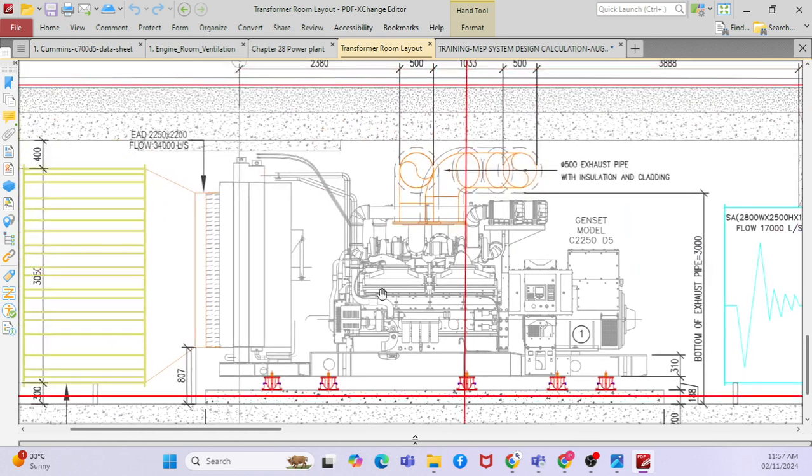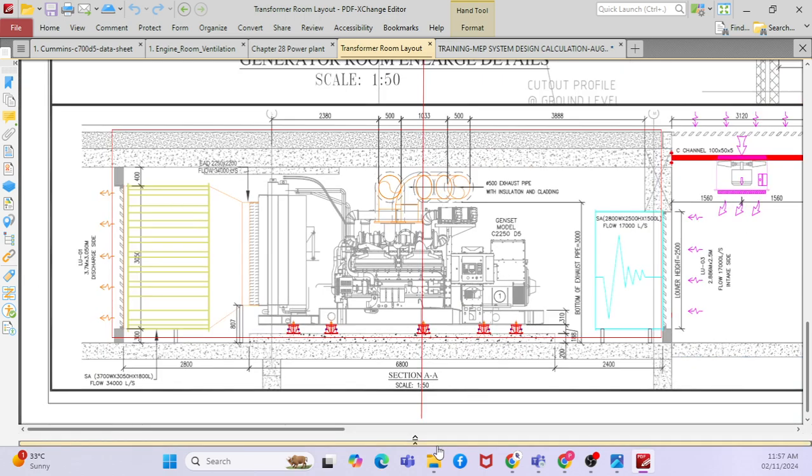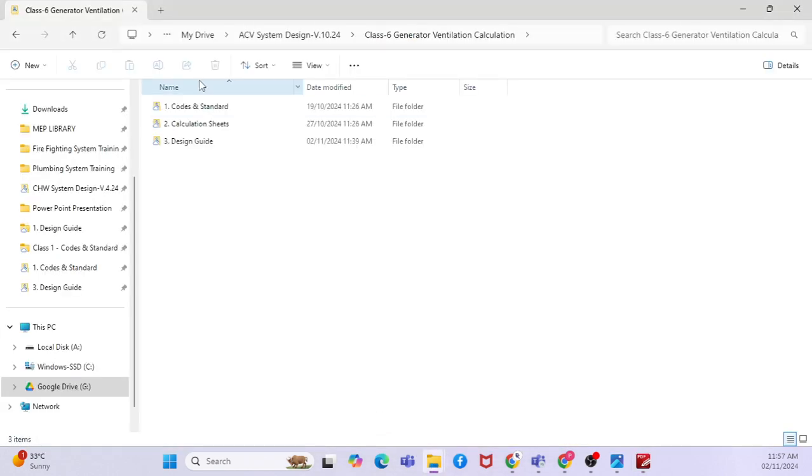Okay, so you can keep the generator either in open position or in the closed position, right? So you have two types of generator. One is an open generator and one is a closed, enclosed generator. Okay, there are two types.